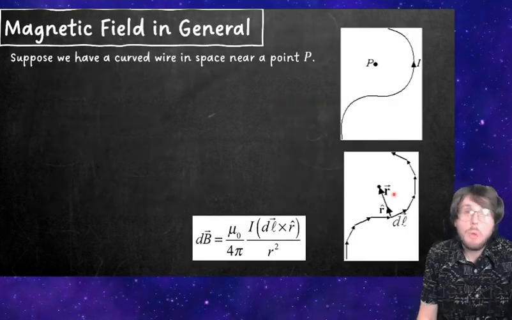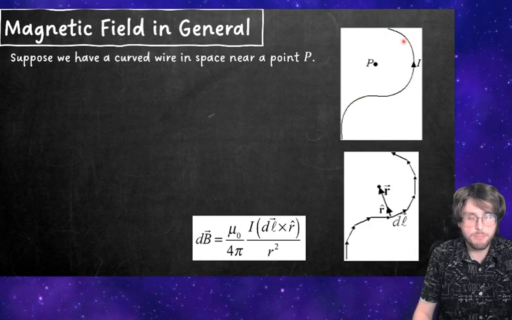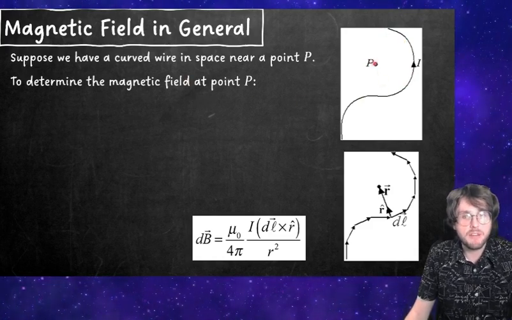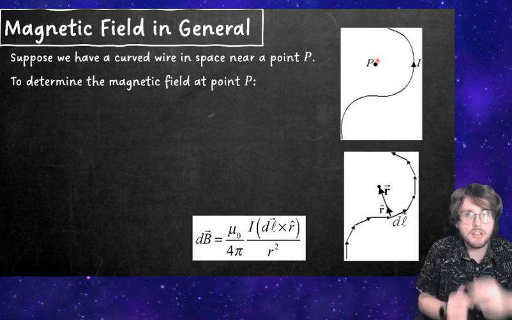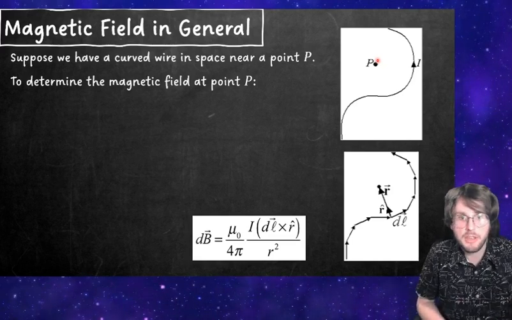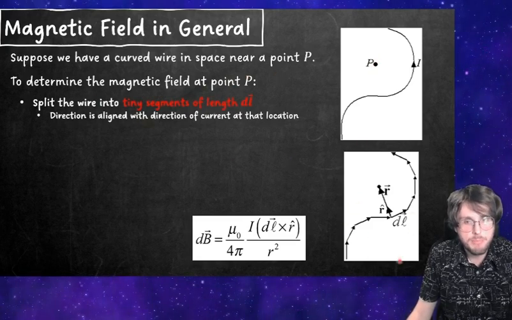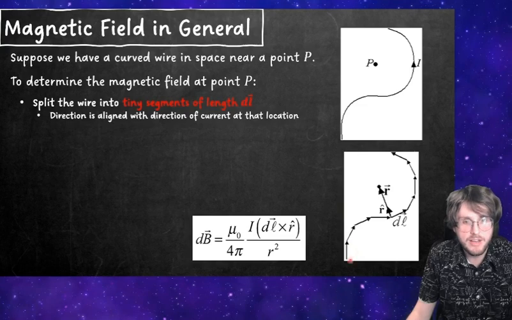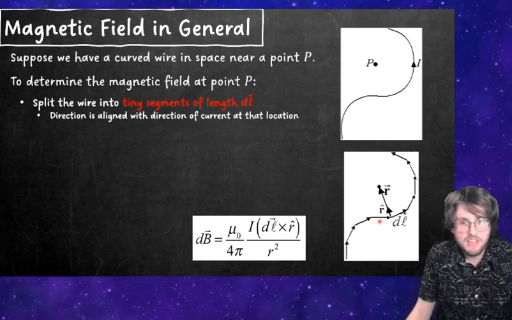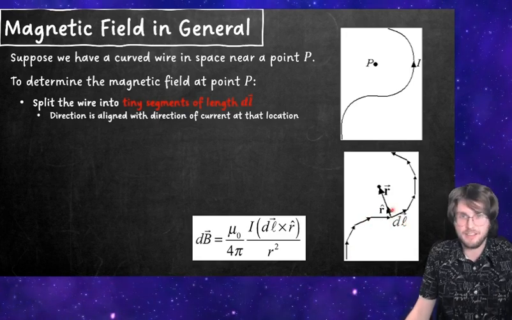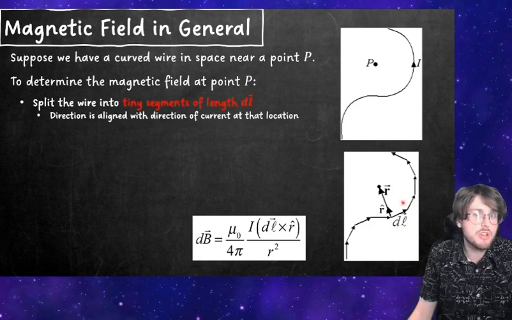So what do we do? Well, in general, say we have a weird curved wire like this one, and there's some point P in space. If we want to find the magnetic field at this point P, we do technically have the tools to do so. We just have to think a little bit small and start implementing some calculus. So to determine the magnetic field at that location, the first thing we need to do is what this picture down here is indicating. Split the wire into a bunch of tiny segments, all of length dl. Now, obviously these dl's here aren't nearly tiny enough to make the integral work in the way it does, but this is the general procedure you need to think of.